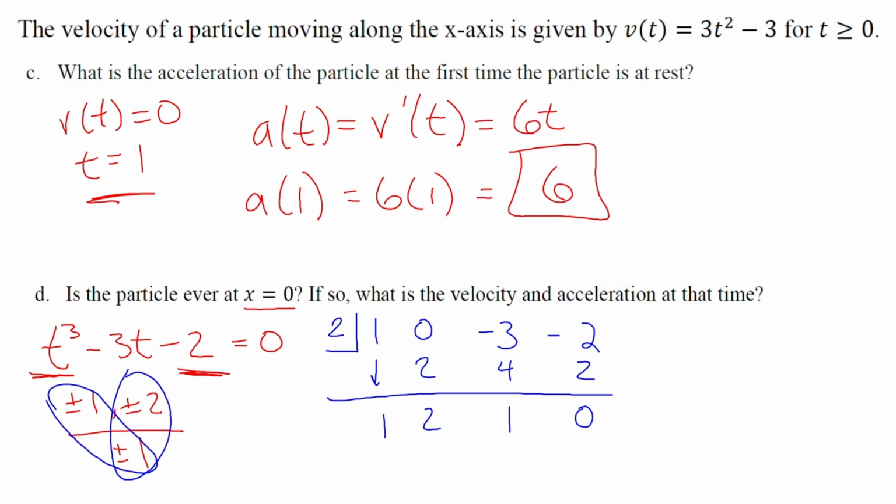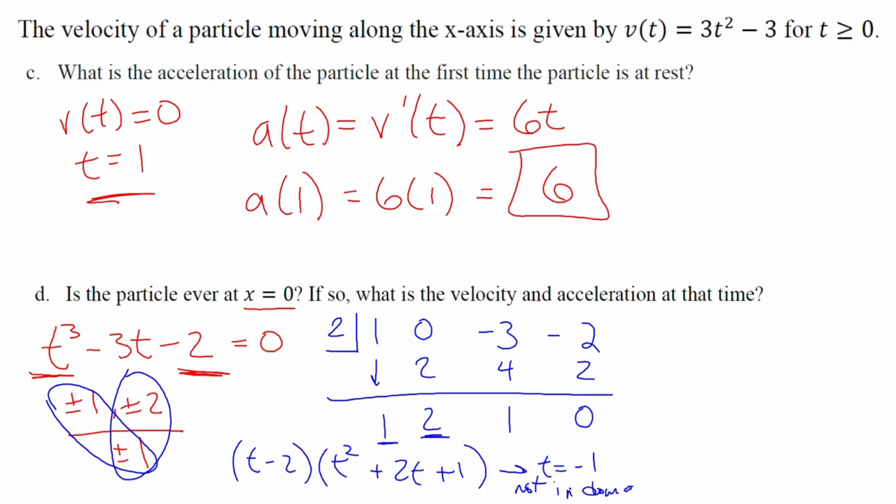Since we came out to be 0 here, we know that this does factor. It factors into t minus 2 and 1t squared from this, plus 2t from the 2, and then plus 1. And I could factor that further. That t squared plus 2t plus 1 is just t plus 1 squared. But we know that t plus 1 squared would just yield t equals negative 1. T equals negative 1 is not in our domain, so we don't have to worry about that. This gives t equals negative 1, which we're going to ignore because it's not in the domain. And this one gives us t equals 2.